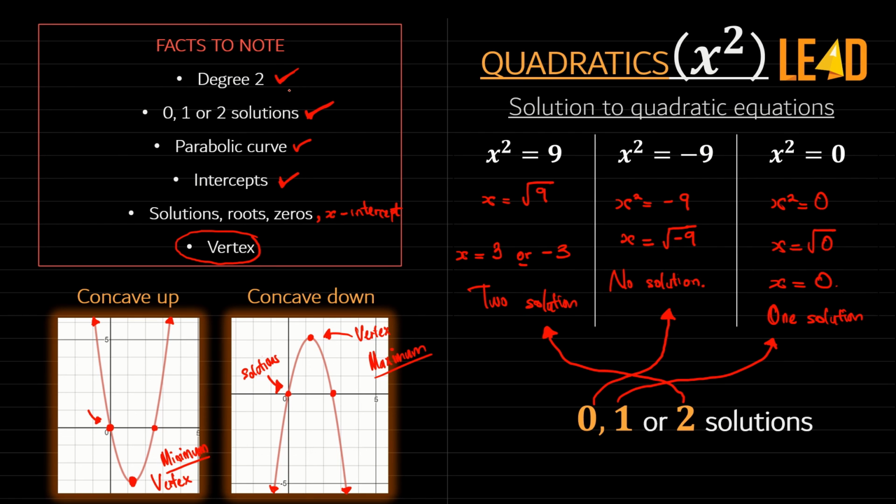We said quadratic equations or functions have a degree of 2. You could have 0, 1, or 2 solutions. It has a parabolic curve. It has intercepts, so 2 intercepts on the x, or 0 or 1. We said your x-intercept also means your solution, roots, or zeros. And it has a vertex, which I have said for me is the most important, and we'll be looking at it a bit later on.